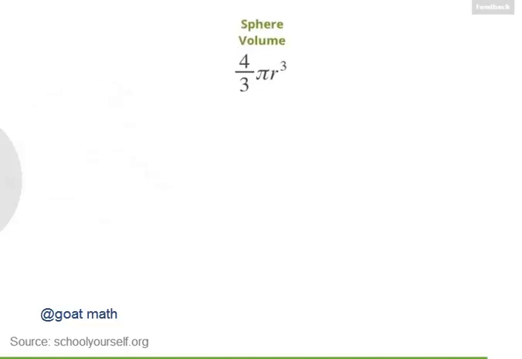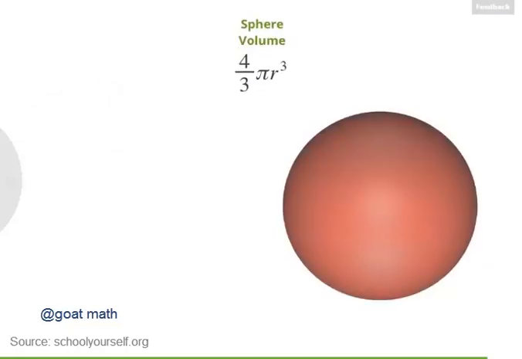Let's take this formula for a spin with one last numerical example. Here's a sphere with a radius of 3. What's its volume?